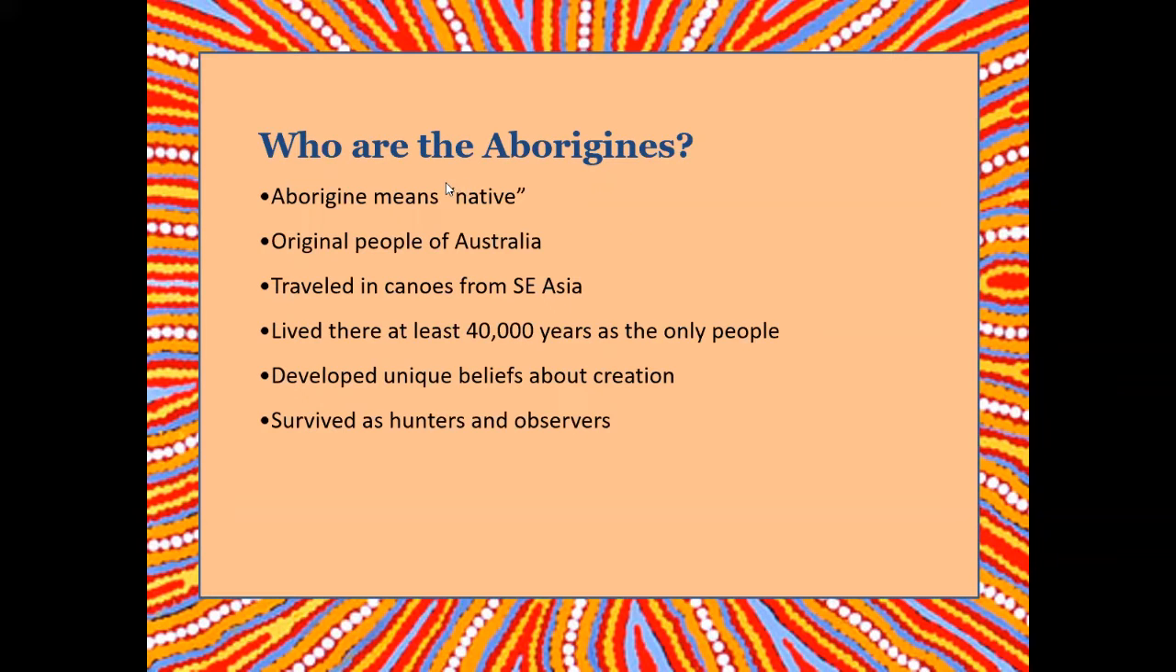So the people we're talking about are, like I said, the indigenous people or the native people to Australia. And they traveled, oh, Avery's back in, okay. And the Aborigines traveled in canoes from Southeast Asia. So that's pretty interesting. And they developed unique beliefs about creation, and they survived as hunters and observers.